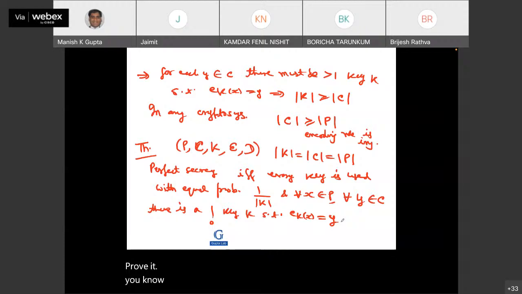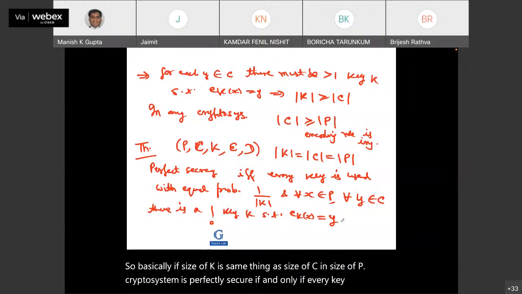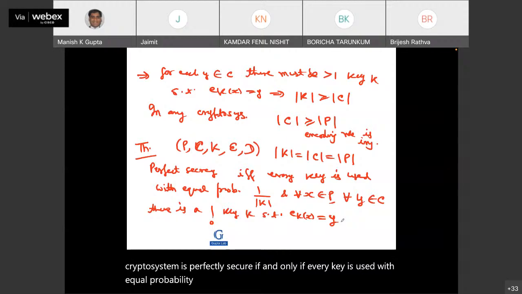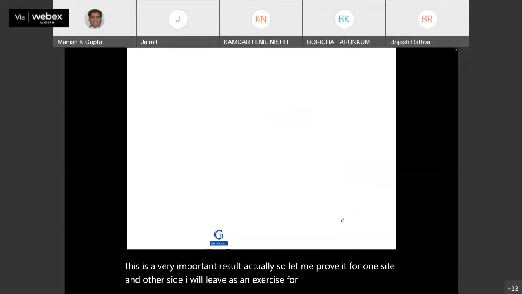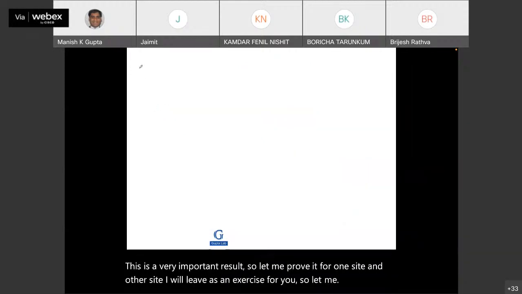So basically, if size of K is the same thing as size of C and size of P, the crypto system is perfectly secure if and only if every key is used with equal probability, 1 by size of K. This is a very important result actually. So let me prove it for one side, and the other side I will leave as an exercise for you. So let me do it.